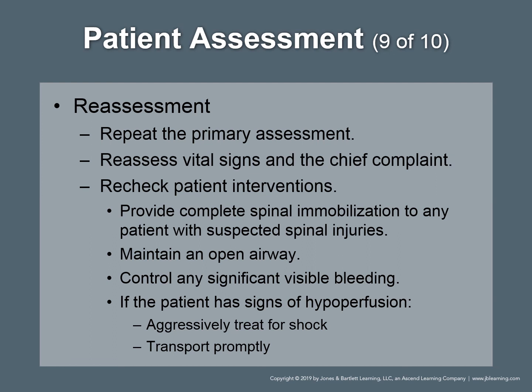Recheck your interventions. If you even think there's a spinal cord injury, go ahead and completely immobilize your patient with a long spine board, C-collar, and a cervical immobilization device. Make sure you got them on that long spine board strapped down like they're supposed to be. And if the patient has signs of hypoperfusion, make sure you treat that aggressively. At the basic level, high flow oxygen, lay them flat, keep them warm. At the advanced level, on the way to the hospital, go ahead and start your two large bore IVs and give your fluid boluses as indicated.